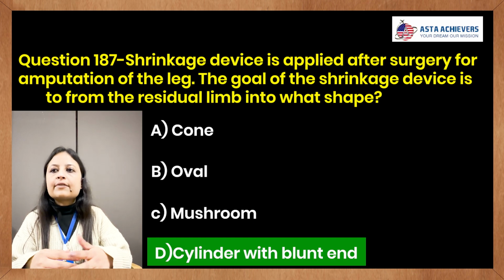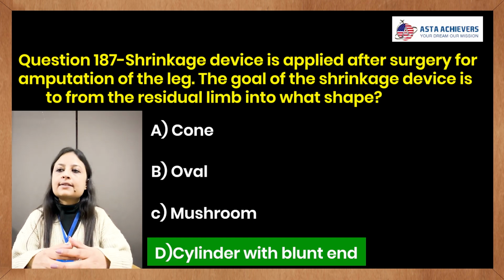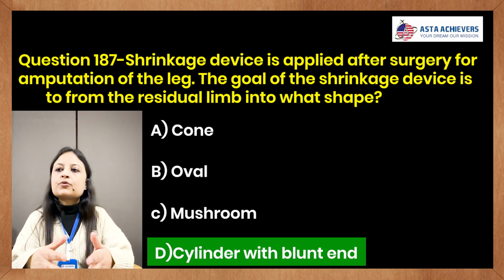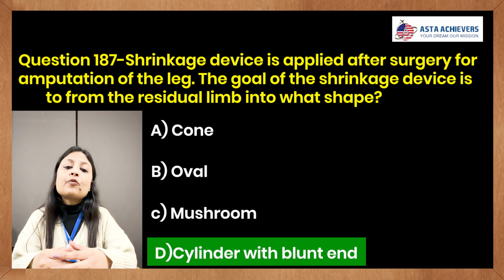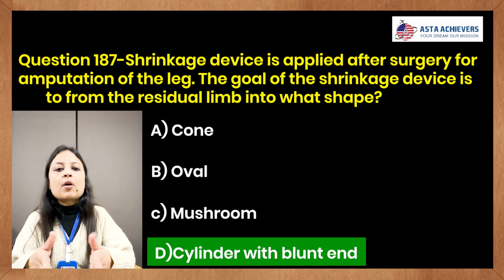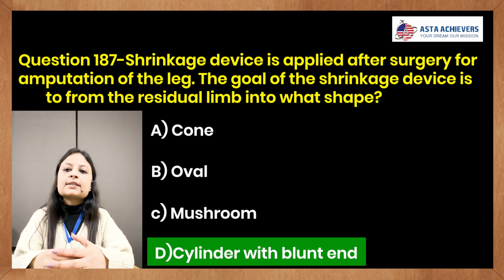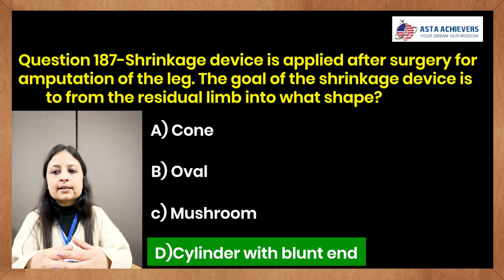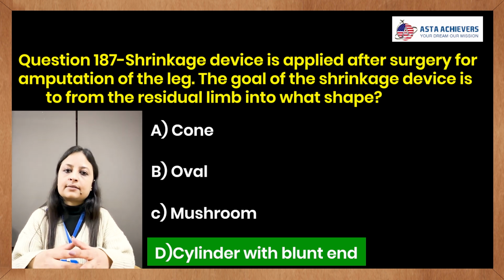Question 187. A shrinker device is applied after surgery for amputation of a leg. The goal of the shrinker device is to form the residual limb into what shape? Option A, cone shape. Option B, oval shape. Option C, mushroom shape. And option D, cylinder with blunt end. So option D, cylindrical with blunt end, is the correct answer.